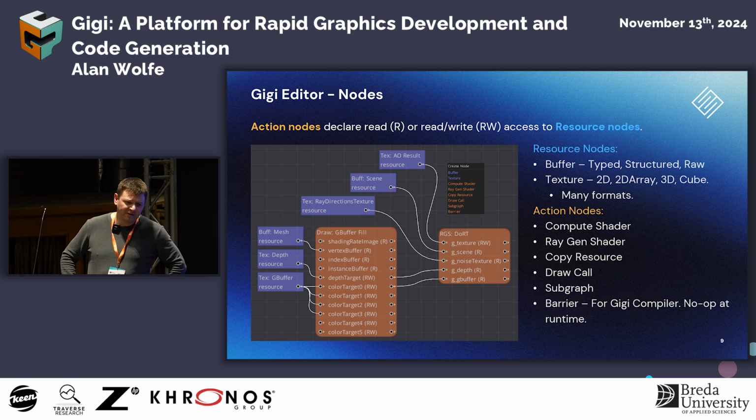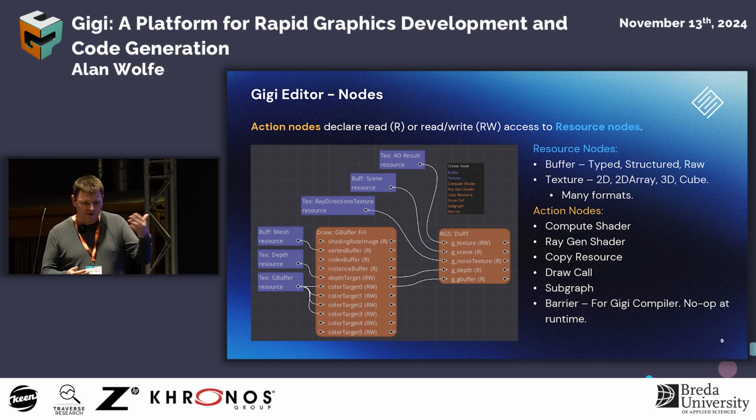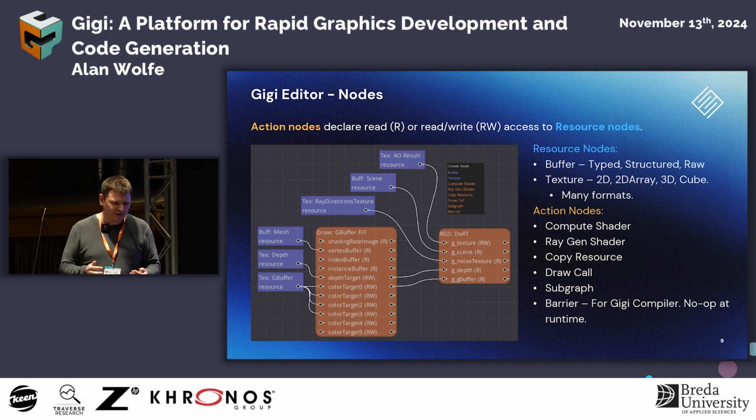And then for action nodes, we have compute shaders, so it'll run a compute shader. We have ray gen shaders, copying a resource, a draw call, which just does some rasterization. And then there's also a subgraph node, which lets you run another graph as a subgraph in your graph. And so that's how you can make modular, reusable things. And then lastly, we also have a barrier node, and this just controls how the render graph is flattened. That's just a hint for the Gigi compiler, but it's not anything at runtime.